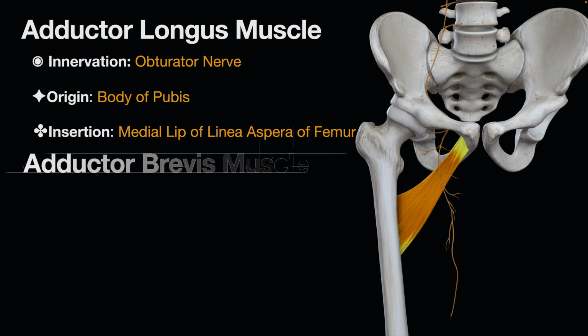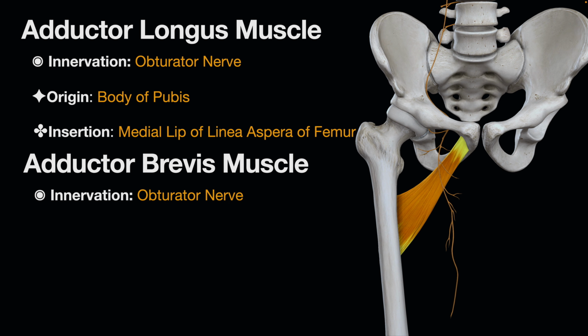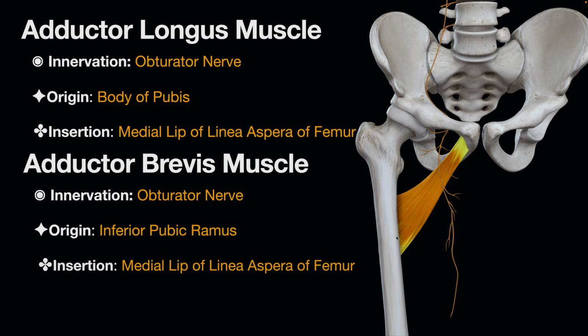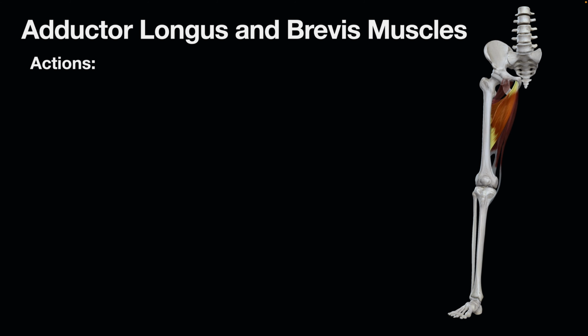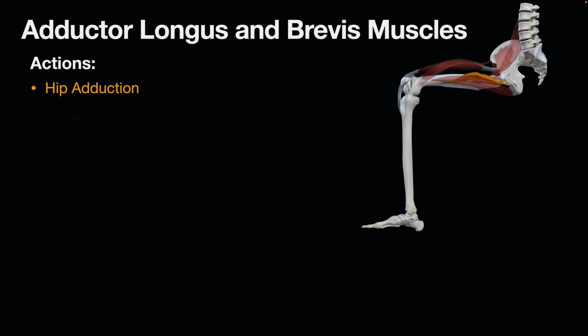The adductor brevis has a very similar function. It is a flat triangular muscle, also innervated by the obturator. It originates from the lateral surface of the inferior pubic ramus. From there, the muscle widens into a triangular shape as it runs inferior-laterally towards its insertion on the medial lip on the linea aspera of the femur. The actions of this muscle include hip adduction and flexion.